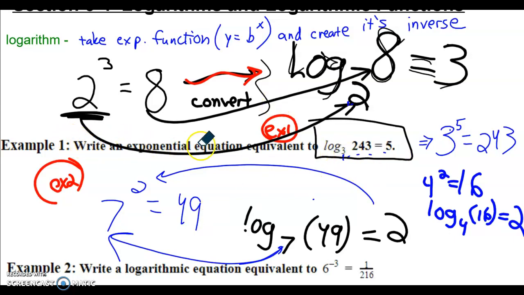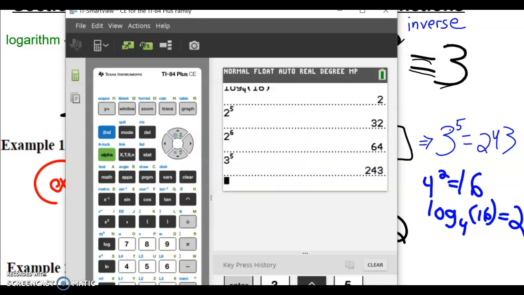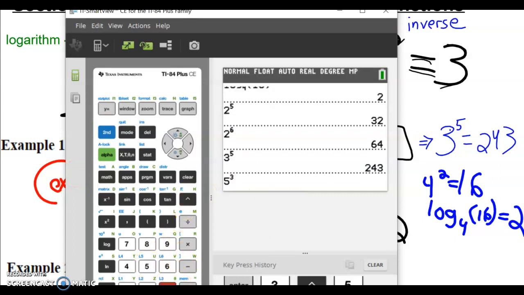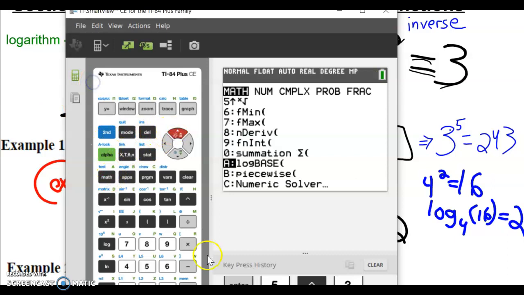Same thing here. The example says, write an exponential equation equivalent to log base 3 of 243 equals 5. That becomes 3 to the 5th equals 243. And if you don't believe it, you can check it in your calculator. 3 to the 5th should equal 243. Now, if you wrote the numbers wrong, say you did 5 to the 3rd, you will get a different, incorrect answer.